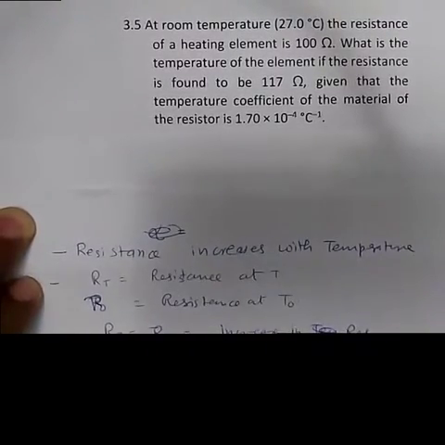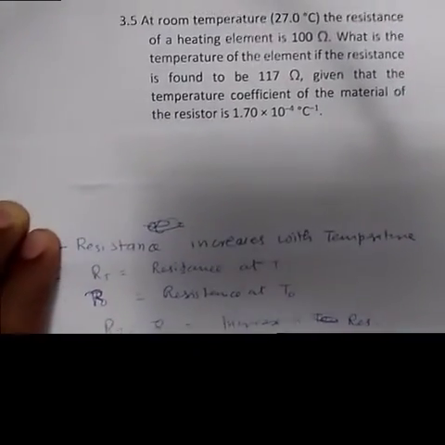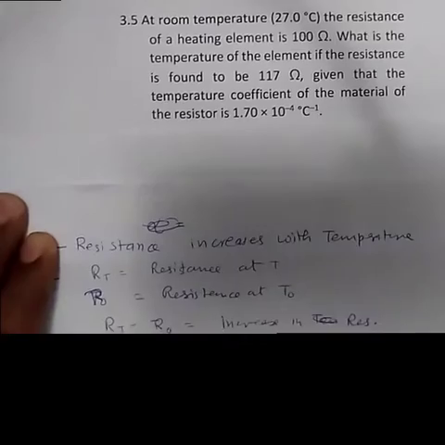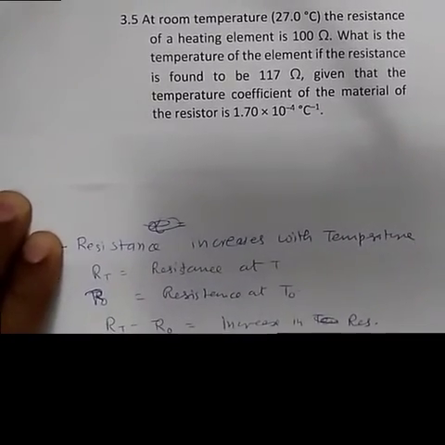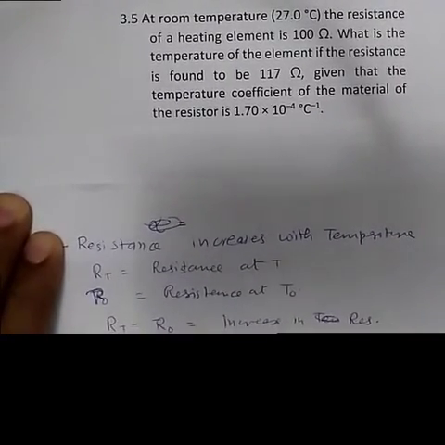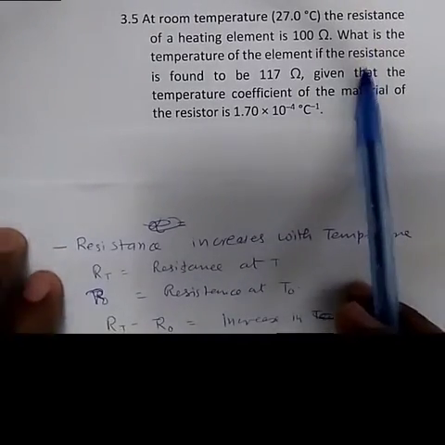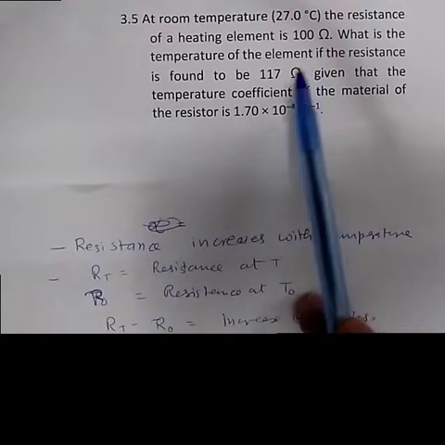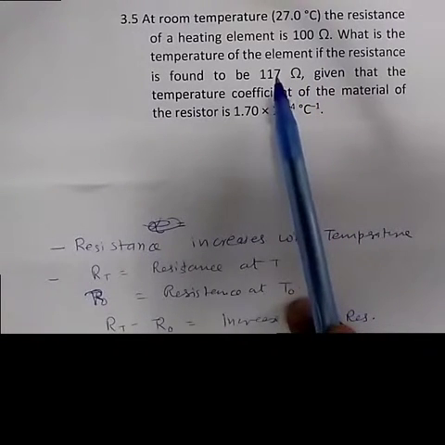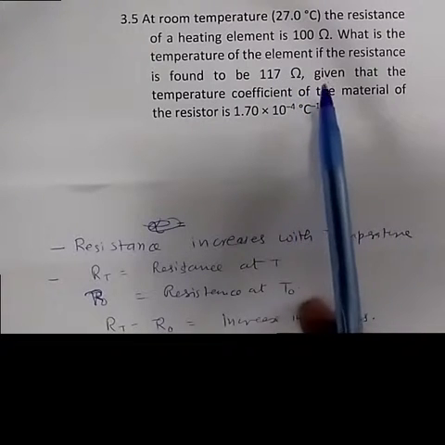NCERT problem number 3.5 from class 11th physics. At room temperature, 27 degrees centigrade, the resistance of a heating element is 100 ohms. Now, when the temperature is increased, the resistance value increases to 117 ohm.